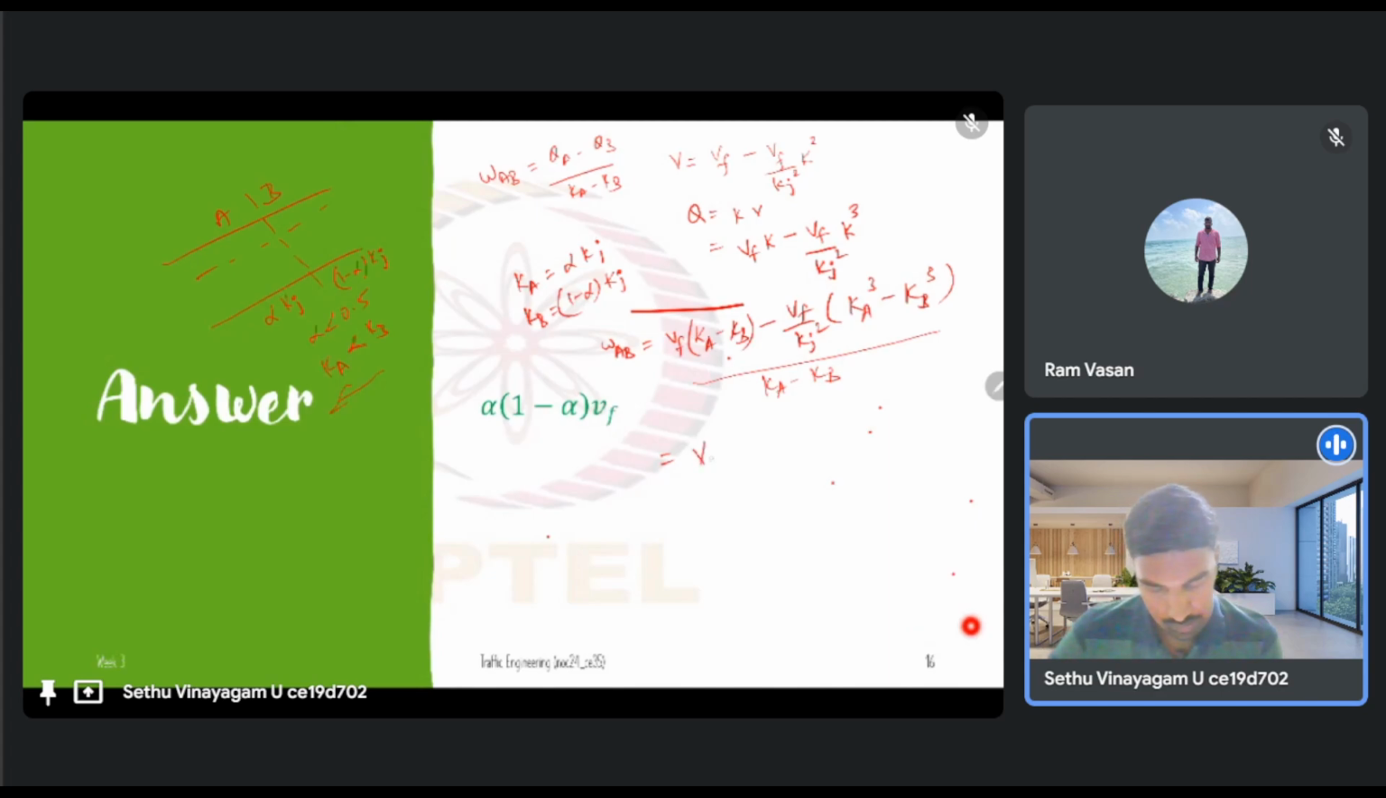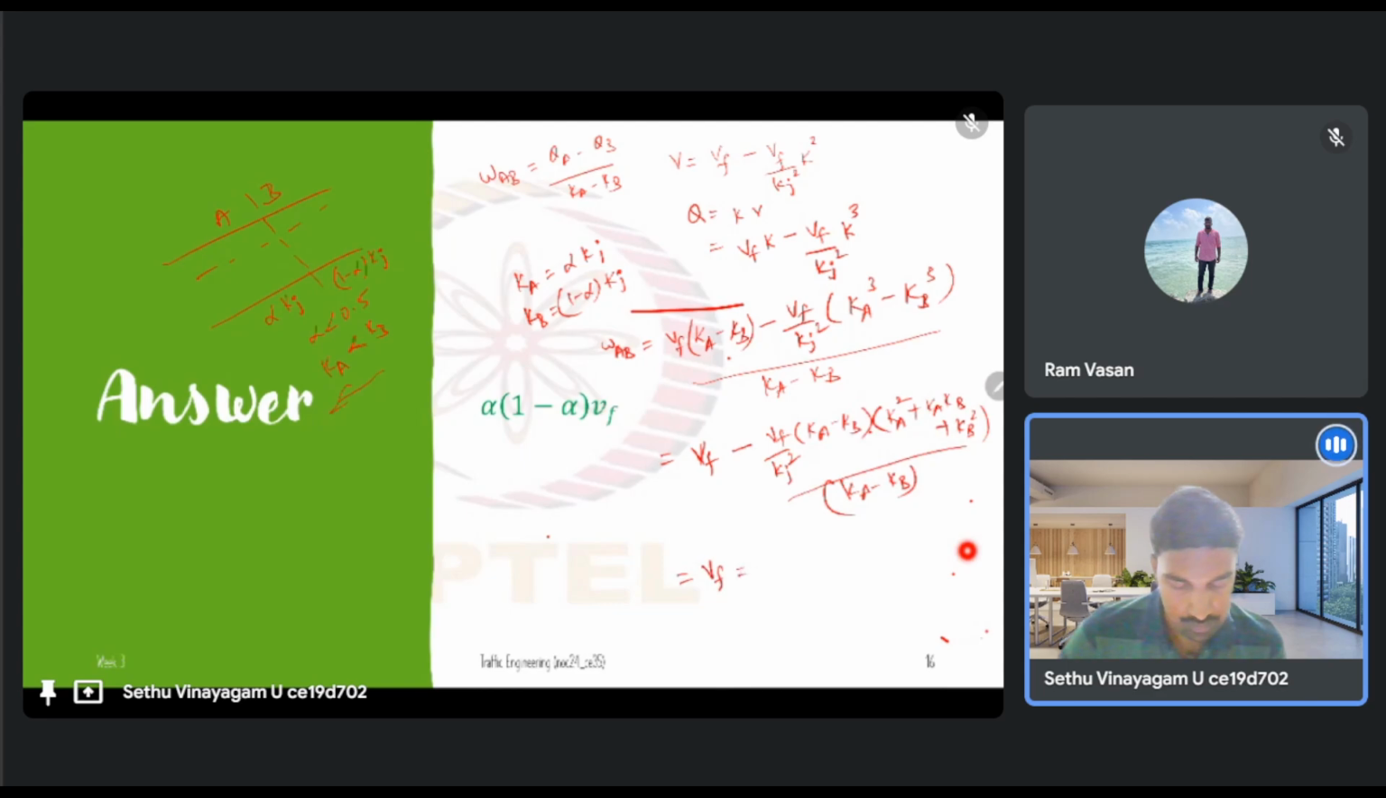So if we just separate this, I will have Vf. Ka minus Kb will get cancelled for the first term. So minus Vf by Kj squared. A cubed minus B cubed is A minus B times A squared plus AB plus B squared, right? So divided by Ka minus Kb is still there. So again, Ka minus Kb in the numerator and denominator will get cancelled.